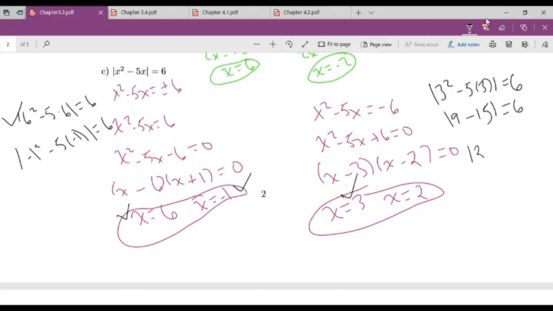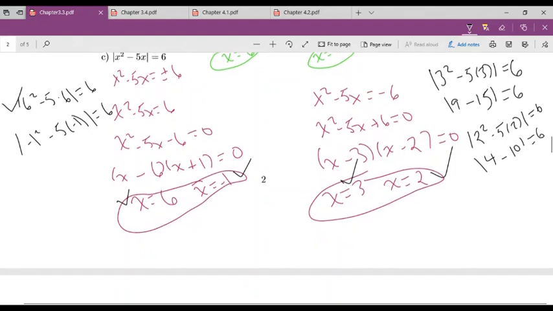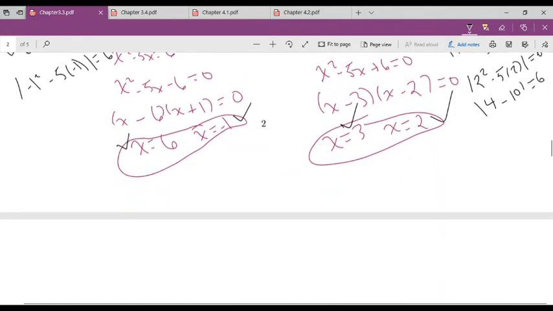So the absolute value of 2 squared minus 5 times 2 equals 6. So 2 squared is 4, minus 10 gives you negative 6. The absolute value of negative 6 is 6. So all four work. This one's actually going to have 4 solutions. Easy enough.